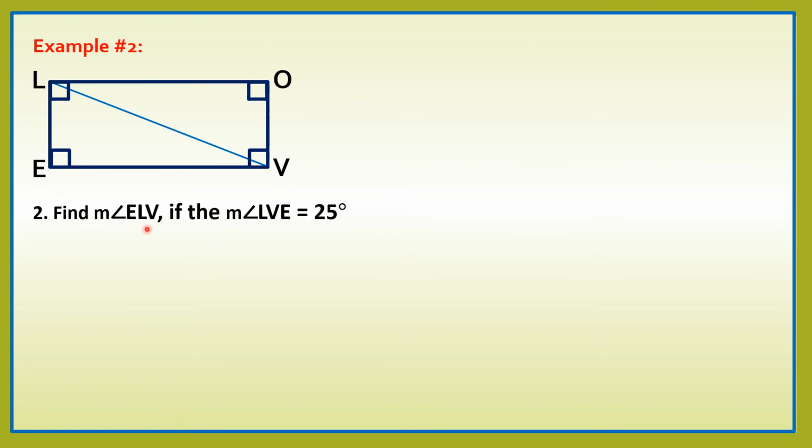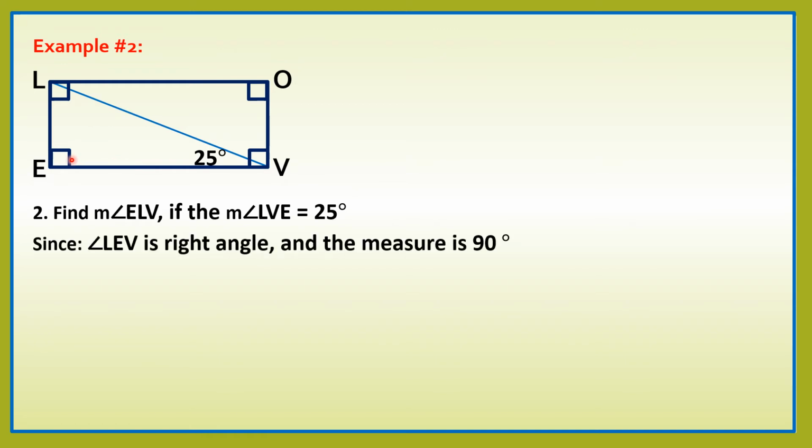Number 2, find the measure of angle ELV if the measure of angle LVE is equal to 25. So let us label the measure of angle LVE as 25, so that is 25 degrees. Since what we are looking for here is the measure of angle ELV, here it is, ELV. So this angle is the missing one. Its measure is what we are looking for. Since angle LEV is a right angle, automatically, its measure is 90 degrees.